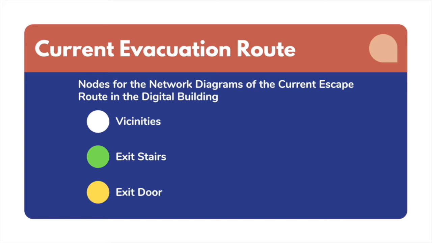These figures show all the possible paths that occupants may take towards the exit. Every network diagram consists of nodes which represent different vicinities, which may be the lecture room, laboratory room, faculty room, restroom, audiovisual or seminar room, meeting room, space area, and study area, the exit stairs and exit doors of the said building. Nodes are colored to determine their representation: white for vicinities, green for exit stairs, and yellow for exit doors.